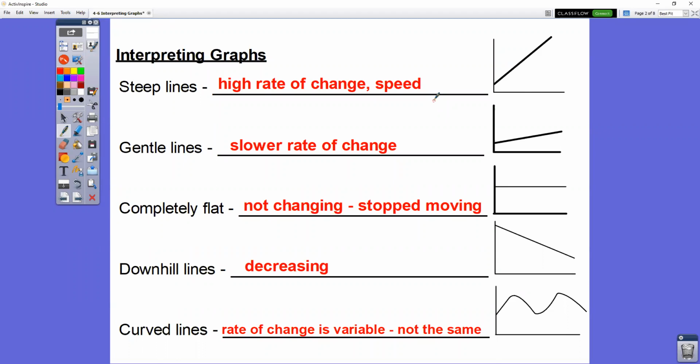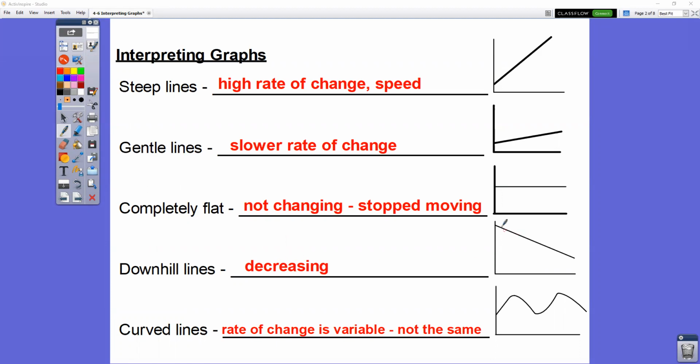Now that might mean also the height of something. The height of something might be going up, like if you were walking upstairs or climbing a mountain or maybe a plane taking off. A more gentle line, notice that this line is a little bit flatter than the other one. If the line is a little bit flatter, that indicates a slower rate of change, but it's still going up, it's still increasing. If something is completely flat, notice this one goes straight across, that indicates that something is not changing at all, and it might have stopped moving altogether.